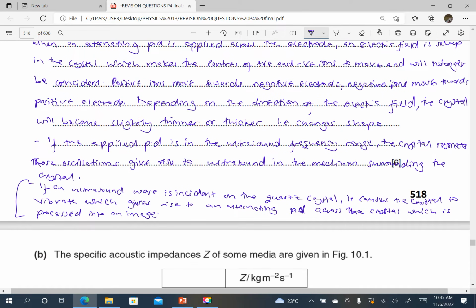If an ultrasound wave is incident on the crystal, it causes the crystal to vibrate, which gives rise to an alternating voltage or alternating PD across the crystal, which can be picked up by electronic circuits, amplified, and processed into an image. So that is precisely how ultrasound is generated and detected.